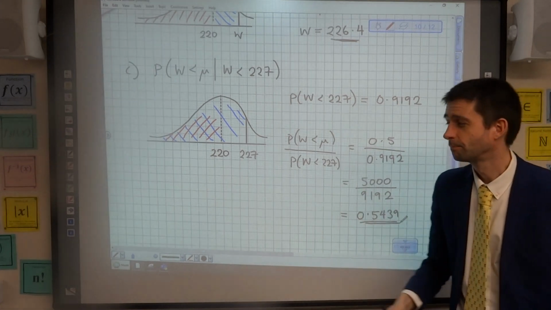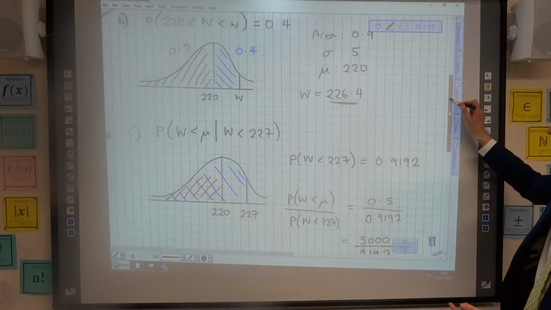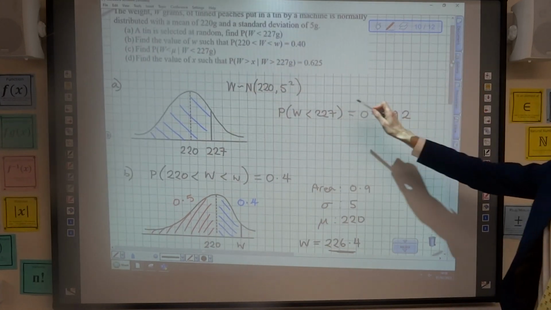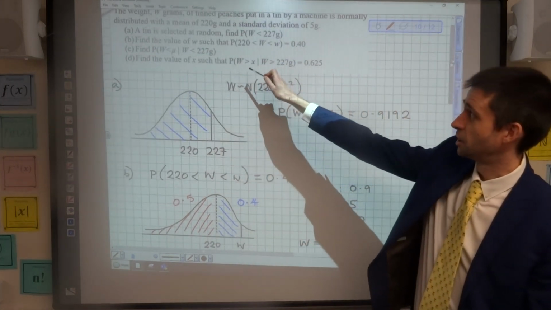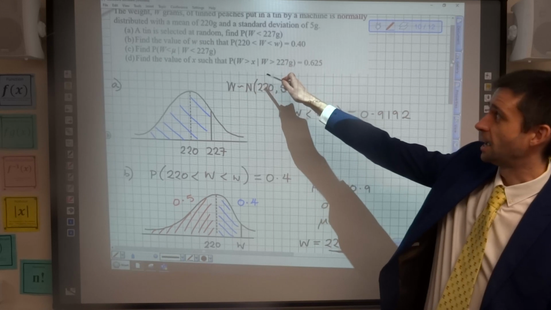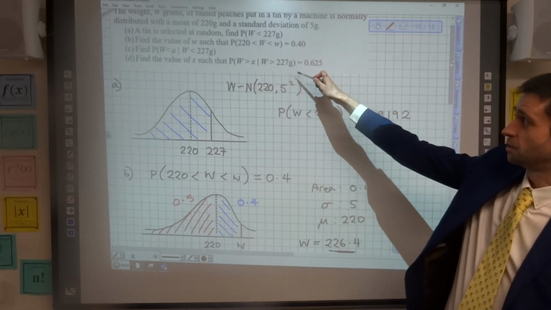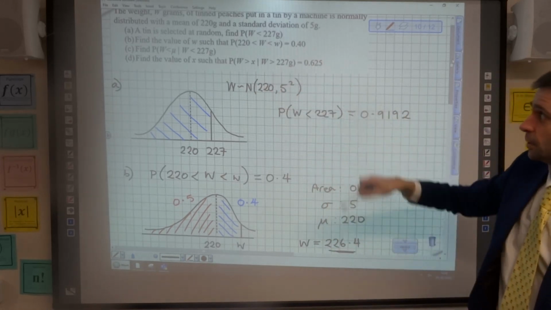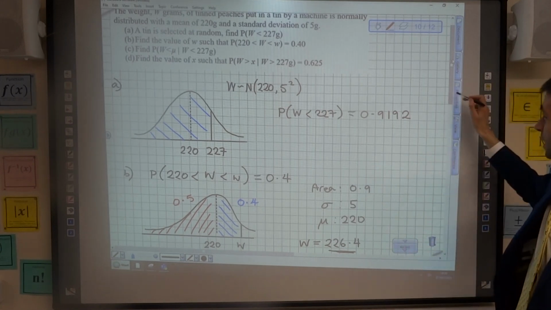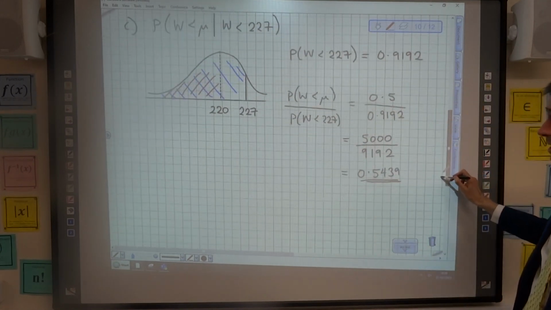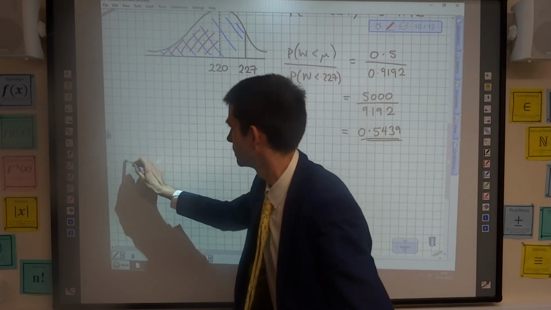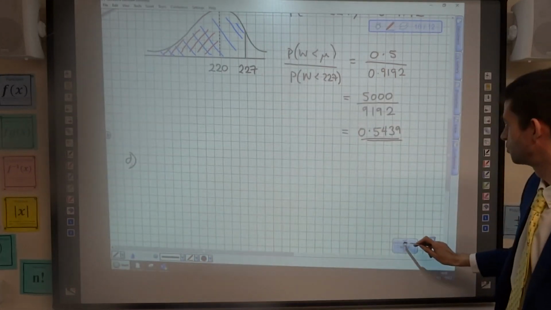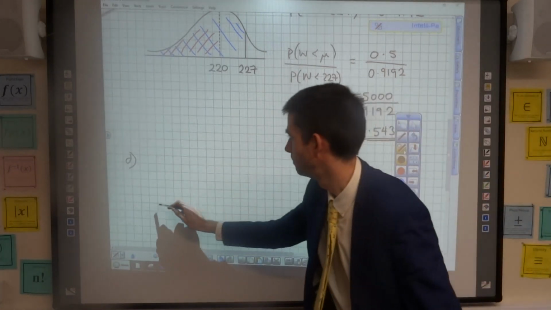So that's part C. Now part D, very similar: the value of x such that the probability that W is greater than x, given that W is greater than 227, is 0.625. So part D, similar to part C, but in reverse. So let's do the same thing again. Let's draw out the normal distribution. Same one.